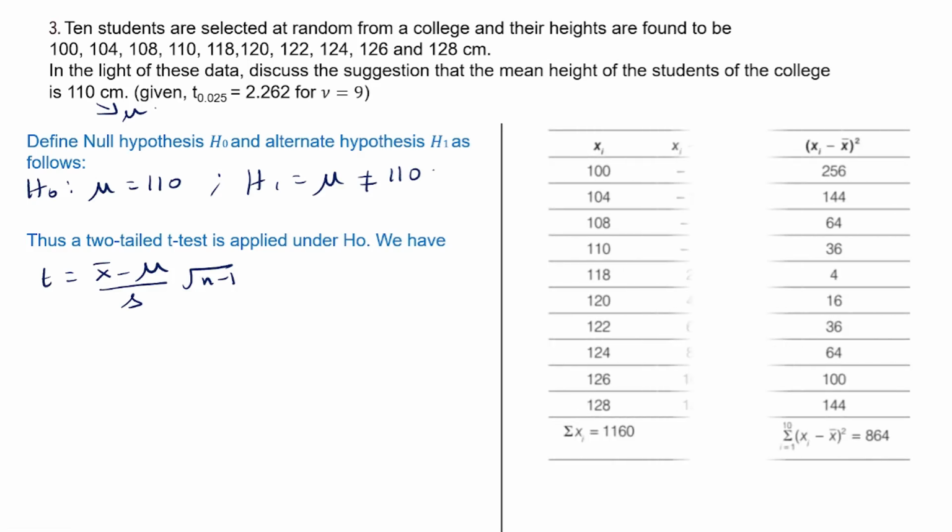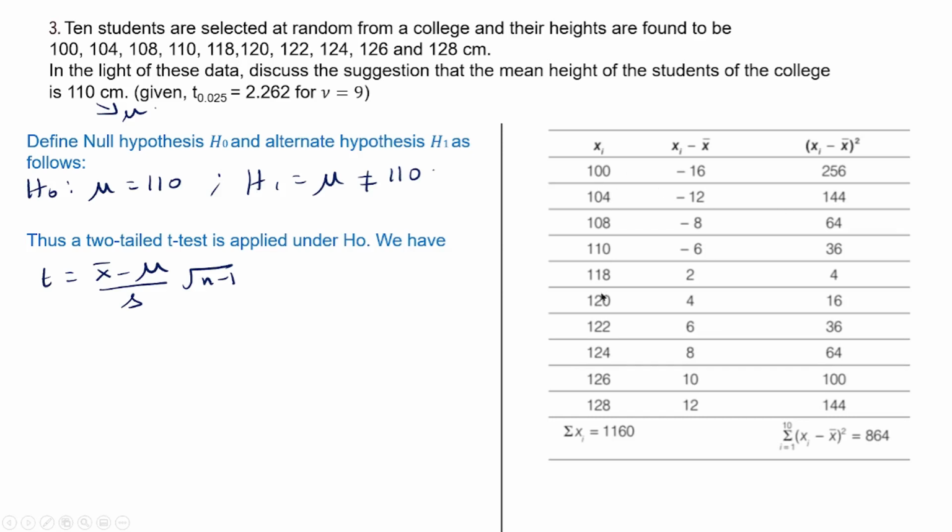So let us draw a table like this and find x bar. If we find summation xi, when we add all these we get 1160. So x bar will be summation xi by n. Here n is 10. So it is 1160 by 10, which is 116.